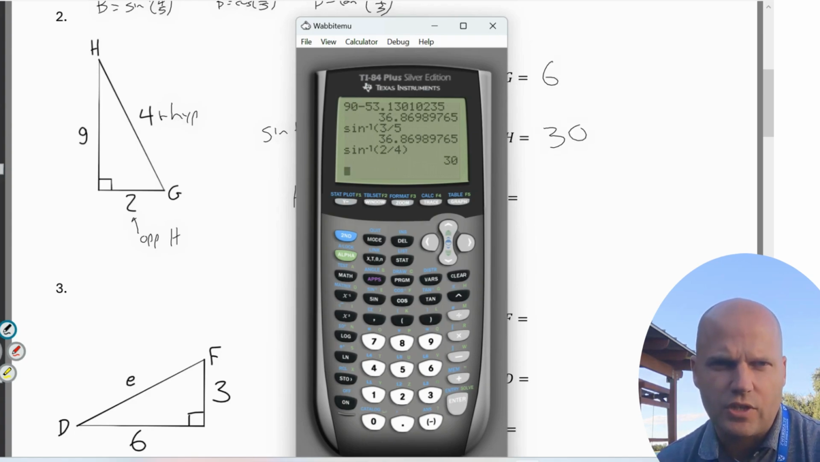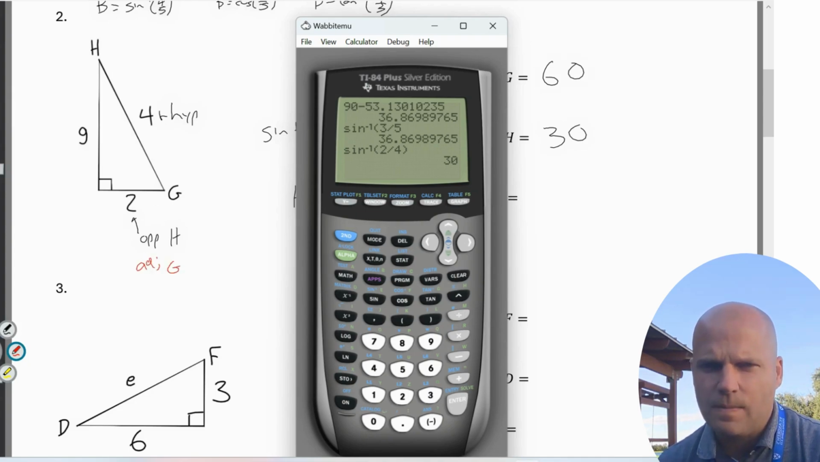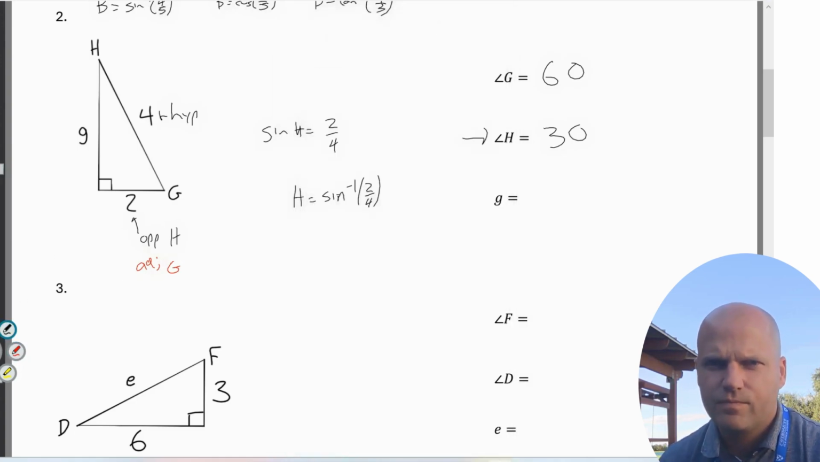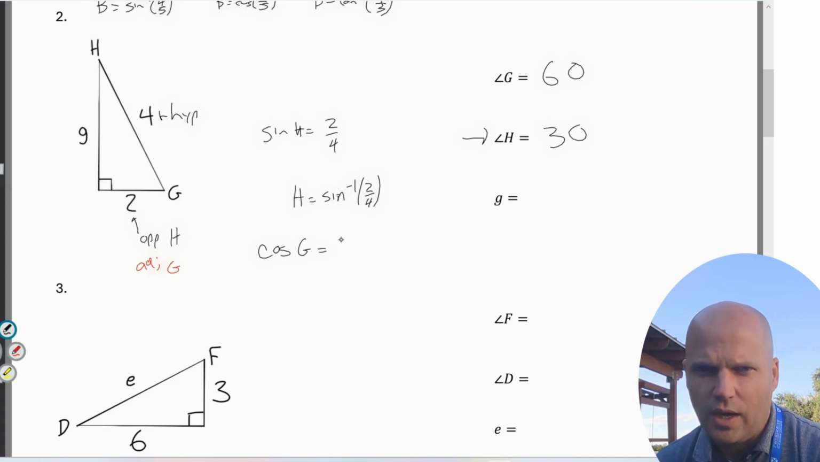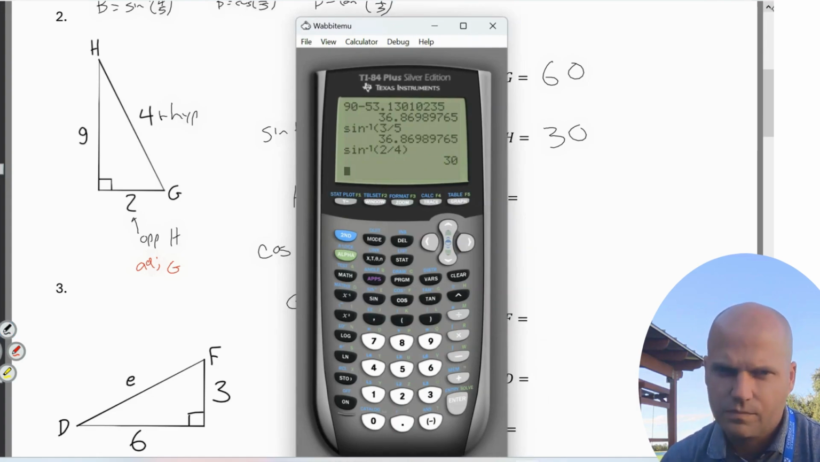You know, this is 30, G has to be 60, but let's say we wanted to go with G. 2 is adjacent G. You could say the cosine of G equals 2 over 4. You could say G equals the cos inverse of 2 over 4. Takes the ratio, gives you the angle. And you get 60. Cool.